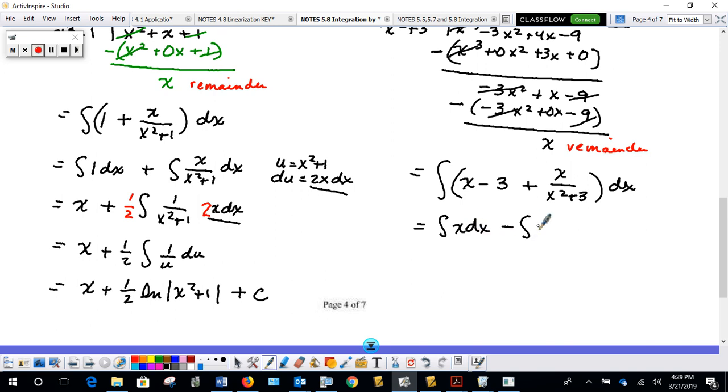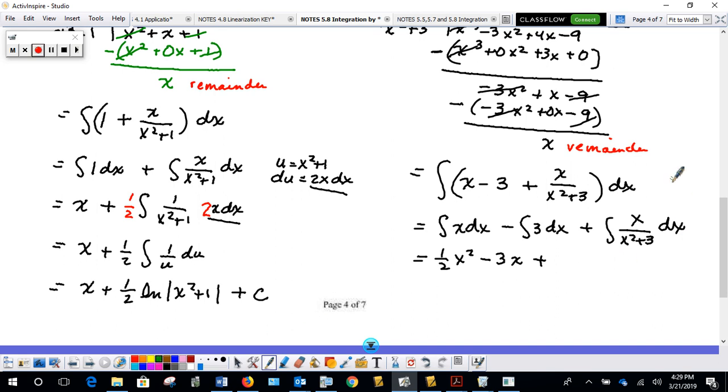I'm going to integrate the 3 dx. And I'm going to integrate the x over x squared plus 3 dx. So this is going to end up being equal to the antiderivative of x, 1/2 x squared. Don't put the plus c, we'll add it at the end. The antiderivative of 3 is 3x. And then over here, we have to do a u substitution.